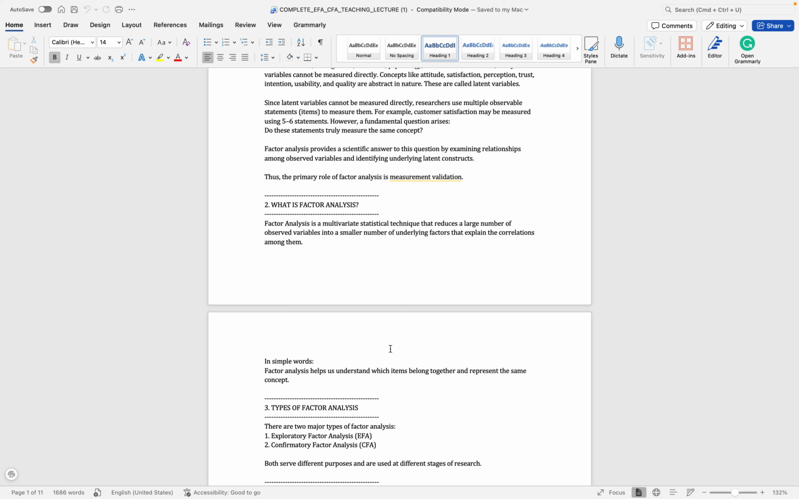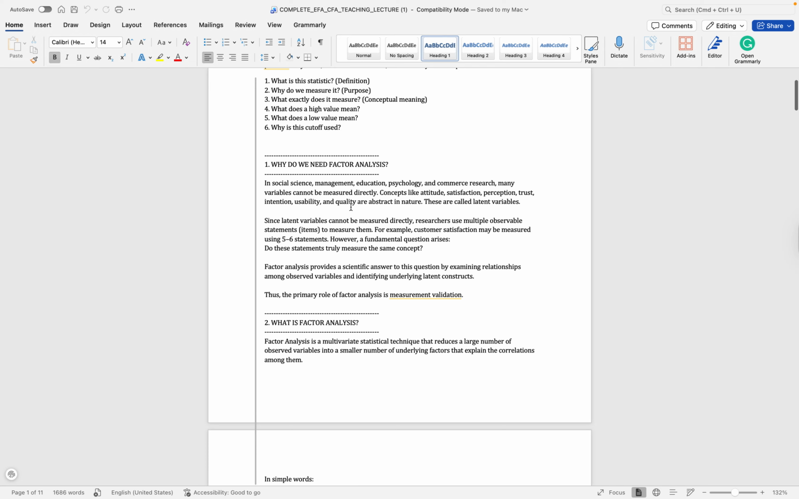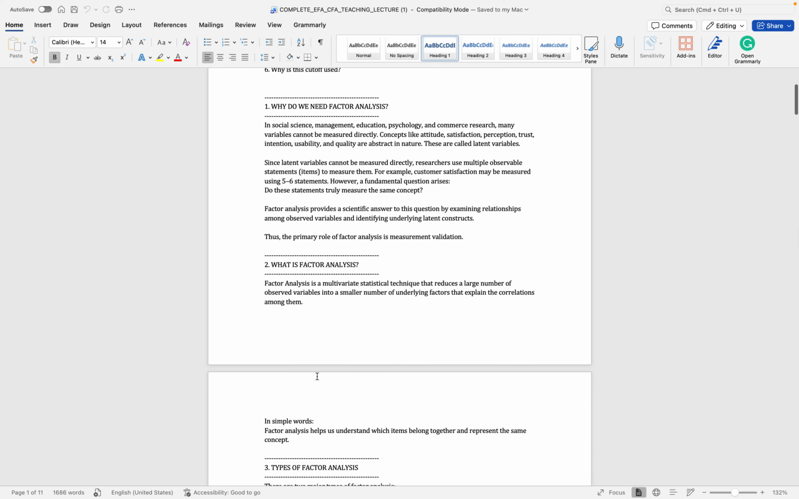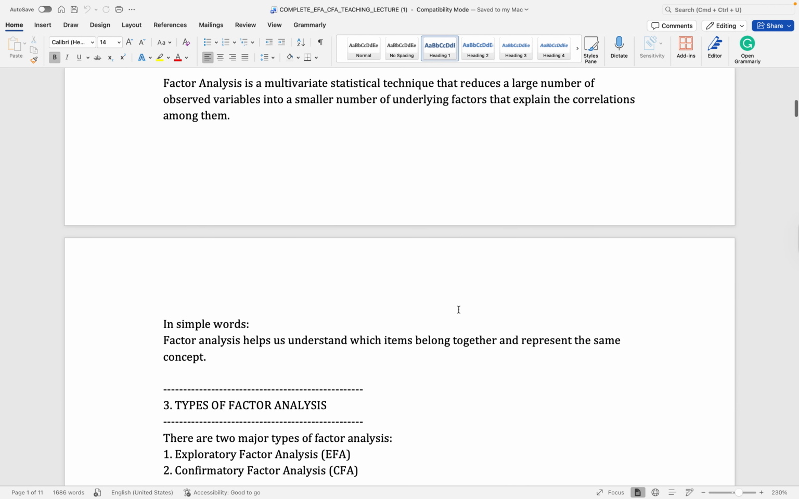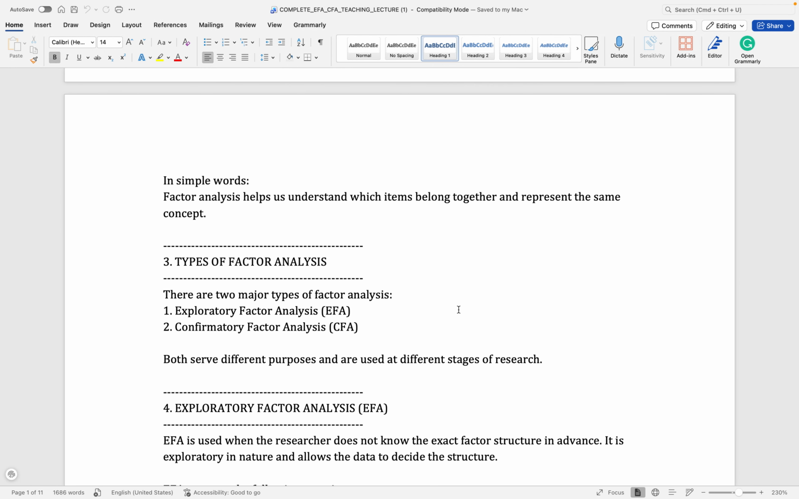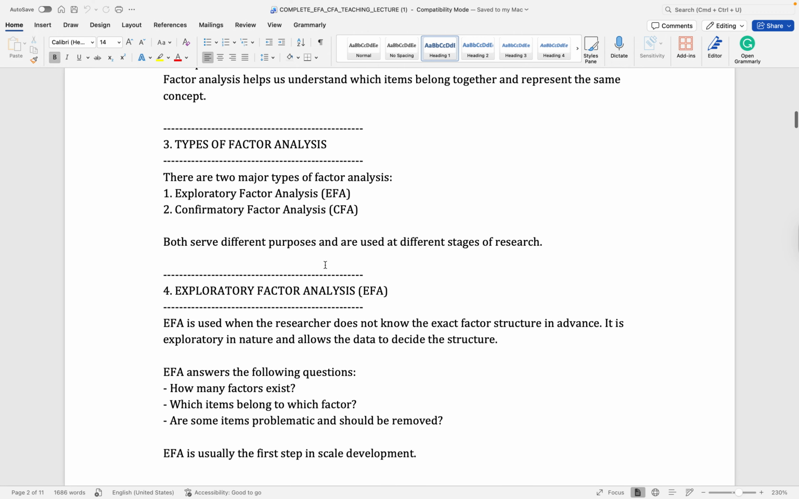Second, what is factor analysis? We discussed why we need factor analysis, and now we discuss the definition. Factor analysis is a multivariate statistical technique that reduces a large number of observed variables into a smaller number of underlying factors that explain the correlation among them. In simple words, factor analysis helps us understand which items belong together and represent the same concept.